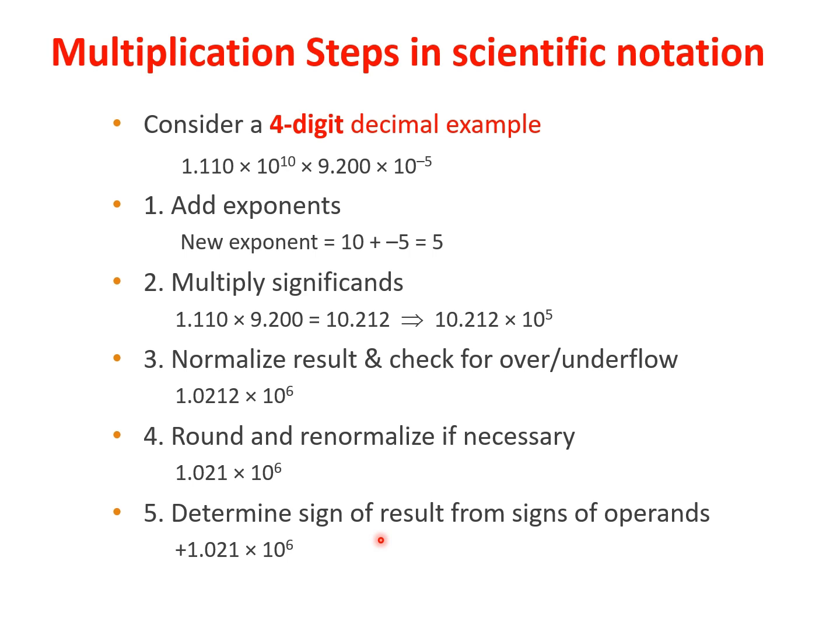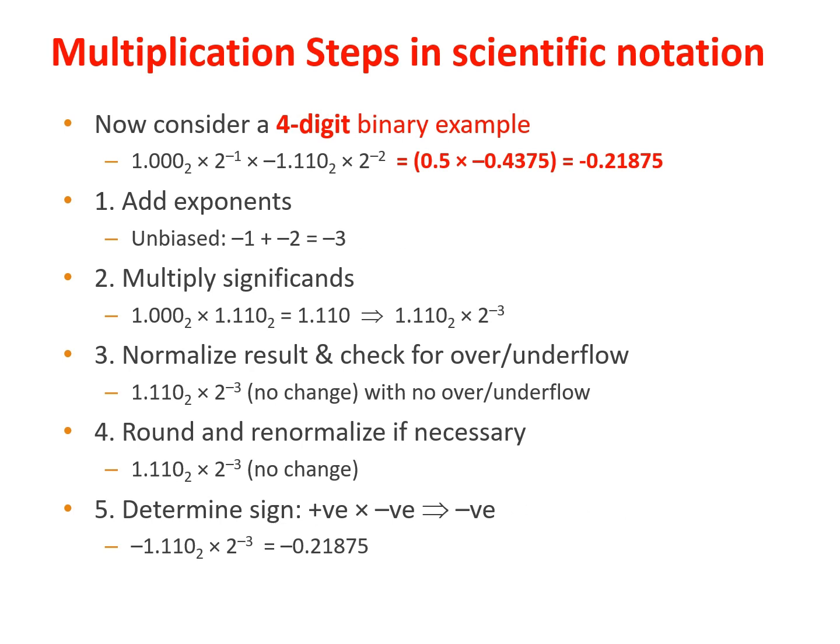First, add the exponents. Second, multiply the significands. Third, normalize the result and check for overflow and underflow, whether the result can be kept in the specified number of digits or not. Then round and re-normalize if necessary, and then determine the sign of the result from the signs of the individual numbers. If both are positive, then the result is positive. If one of them is negative, then the result is negative. So we all know this, but just to recapitulate.